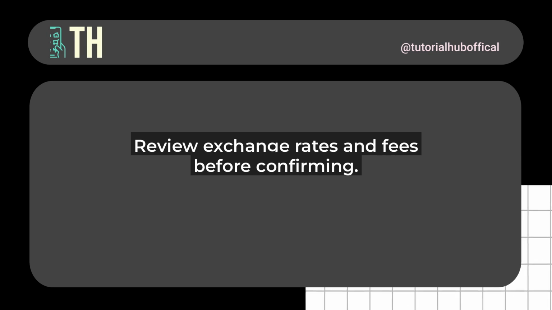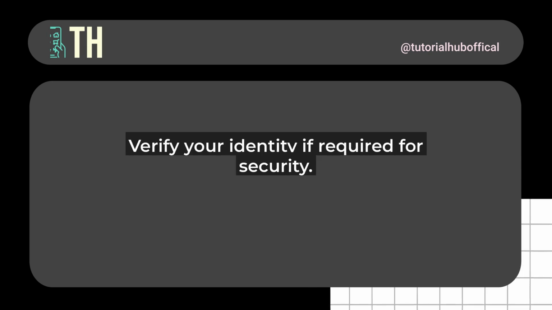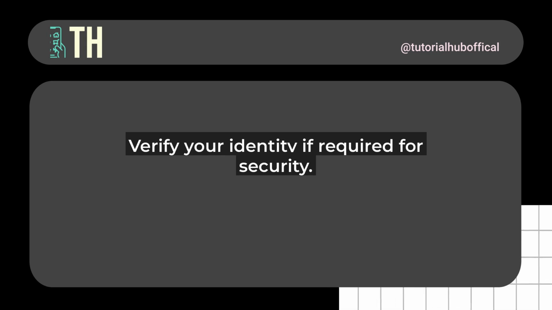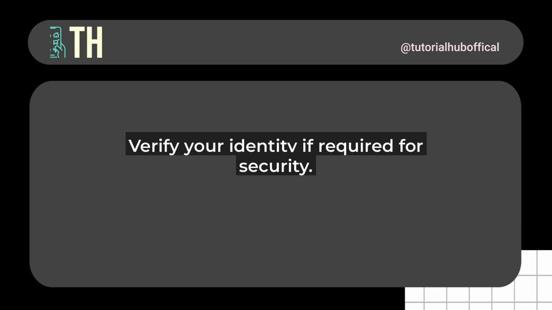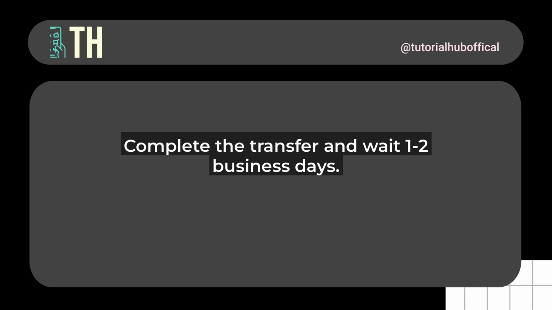Now, review the exchange rate and any fees. In 2025, Wise continues to offer competitive rates, but always compare to ensure you're getting the best deal. Once you're happy with the details, hit Confirm to proceed. You'll be prompted to verify your identity if it's your first transfer, which might involve a quick email or app confirmation. After that, the money is on its way. Transfers to US banks typically take 1 to 2 business days, but keep an eye on your email for updates.